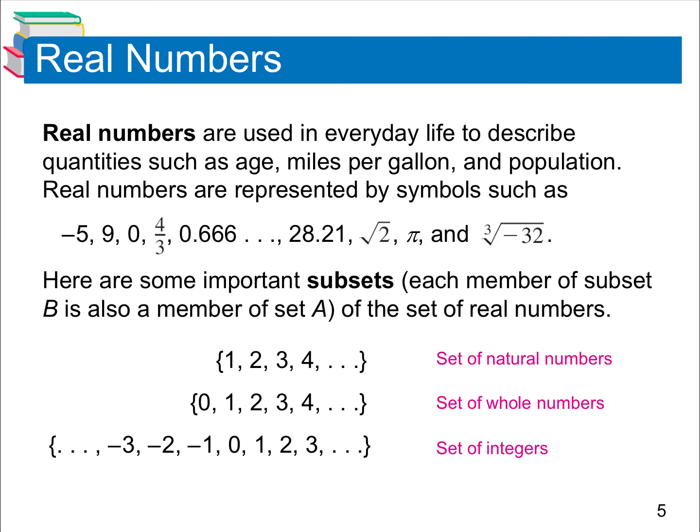Your integers can be any positive or negative number as long as it does not have a fraction or a decimal attached to it. Okay, so integers: positive or negative, no fraction, no decimal. Your whole numbers, as you can see there, are the same as your integers, but they're only the positive numbers and 0. So no negative numbers are included in your whole numbers.